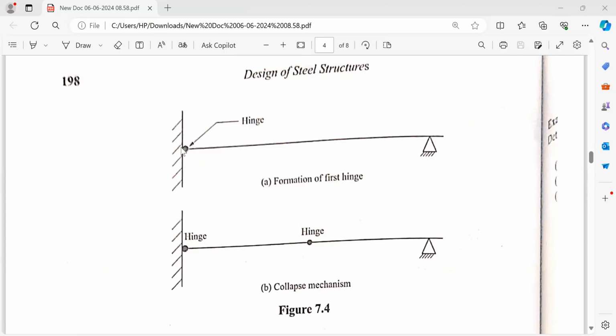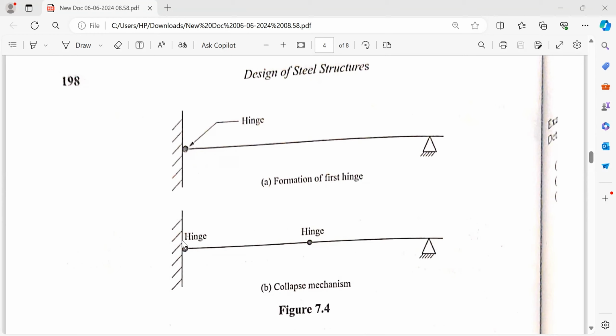So here a propped cantilever is there. The degree of indeterminacy of this propped cantilever is one: there are two reactions here and two equilibrium equations. So the first plastic hinge will form here at the fixed end. So it will become a determinate one.